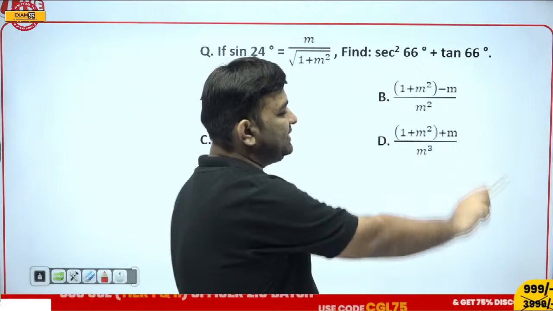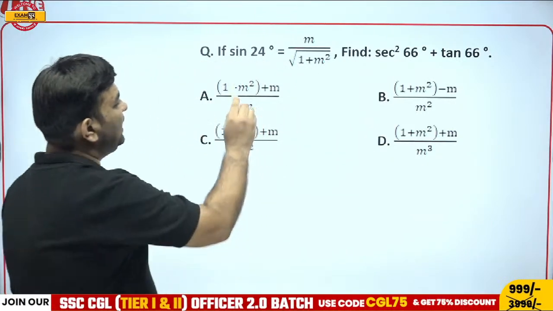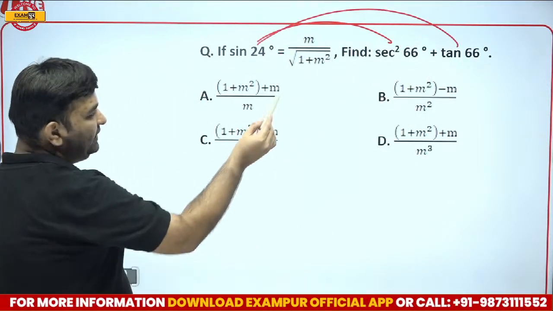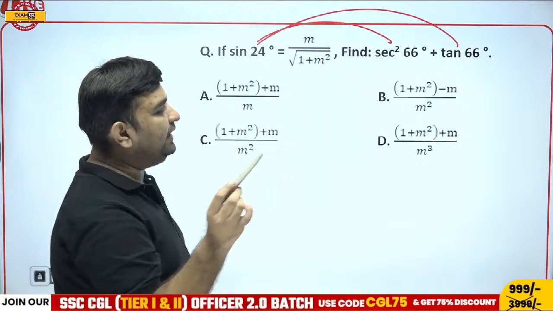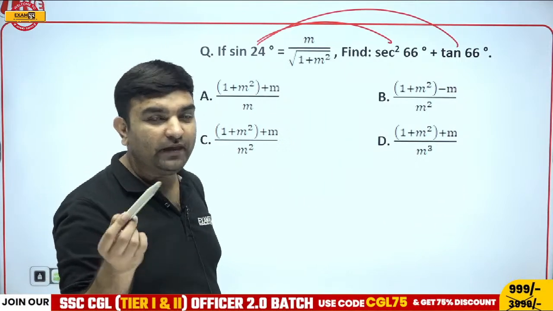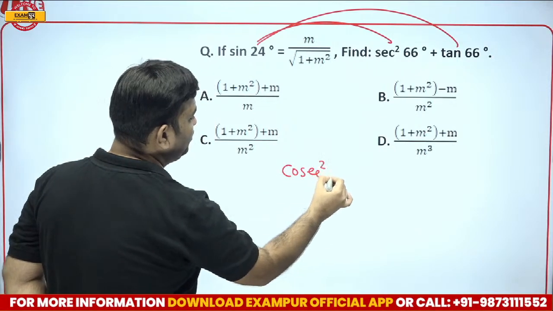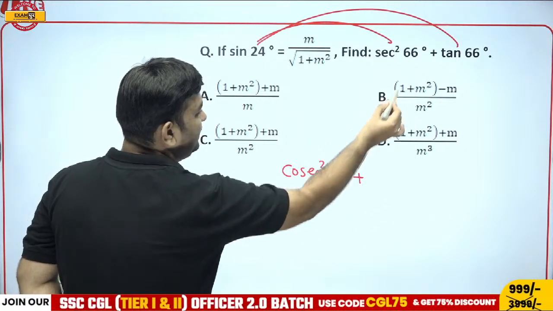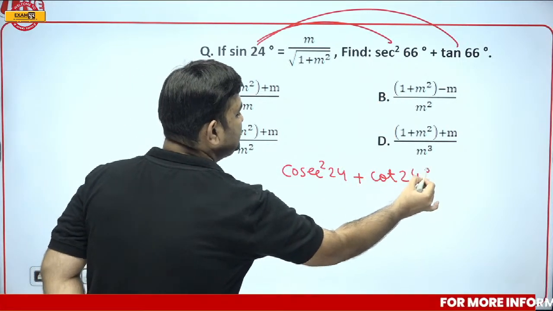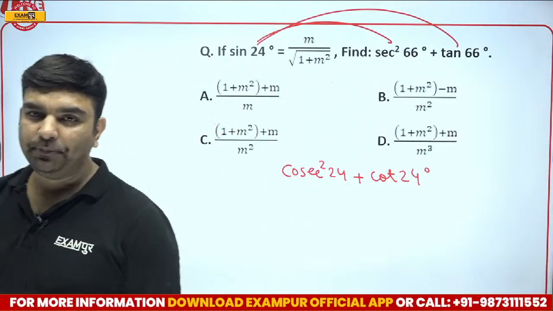24 and 66 are complementary. So you can write, the complementary of sec is cosec. Your question will become cosec square 24 plus, complementary of tan is cot. Guys, is this your updated problem?